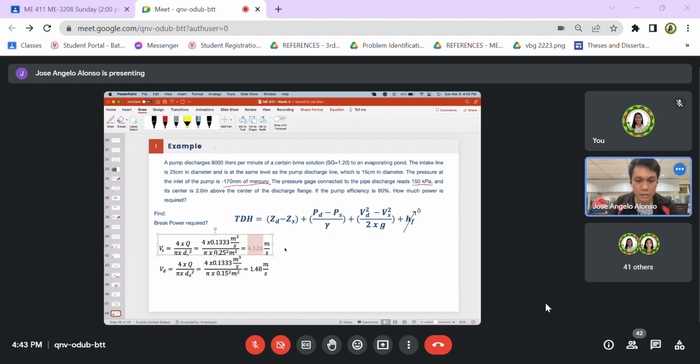So it will give us 2.716 meter per second. Then for the discharge, it will be 4 times 0.1333 divided by pi divided by 0.15 squared. That gives us 7.5432 meters per second. So let's get the value of the total dynamic head.